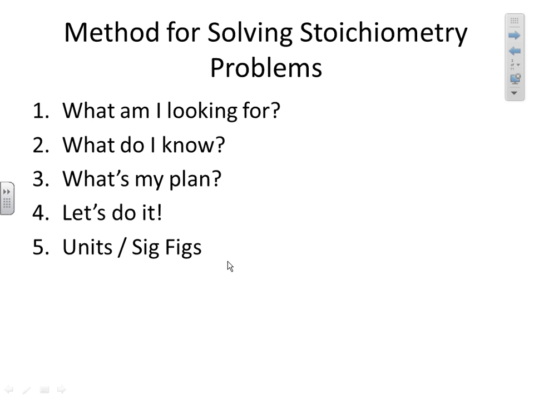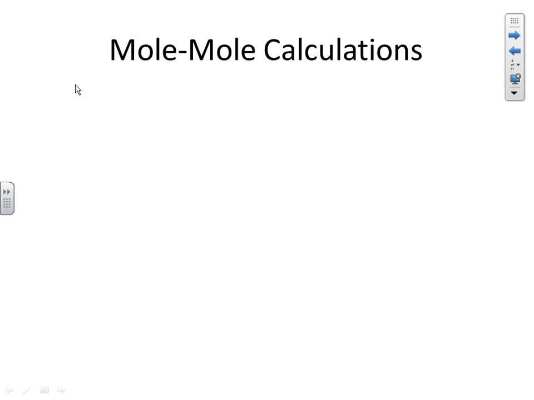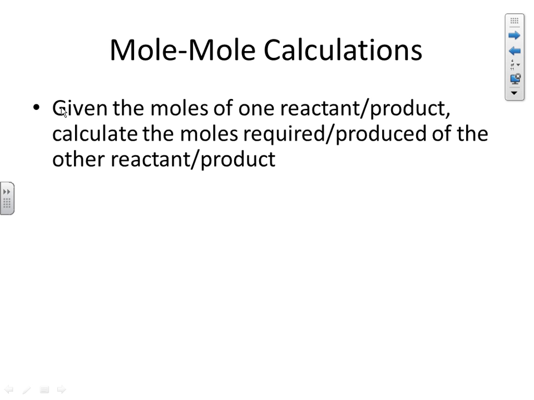Okay? Good? All right. The first type of problem we're going to start with are mole-mole calculations. They're the easiest ones. You'll see that here in just a second. So, mole-mole calculations. If we're given the moles of one reactant or product, we're going to calculate the moles that are required or produced of another reactant or product. I know that's pretty wordy, but all that means is if I give you a number of one thing in that equation, you can figure out the number of any other thing in that equation, right?